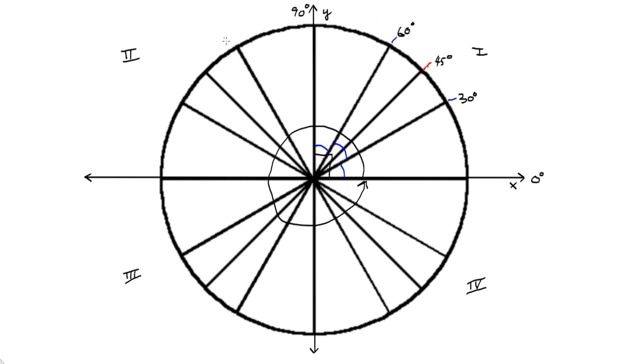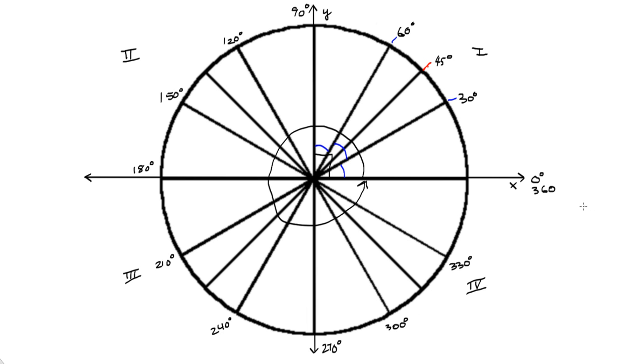Okay? Let's just continue with the 30-degree marks. So we've got 90, then we've got 120, 150. Halfway around the circle, which would be 180 degrees. 210, 240, 3/4 of the way around, which would be 270 degrees, 300 degrees, 330 degrees, and then back to 360 degrees.